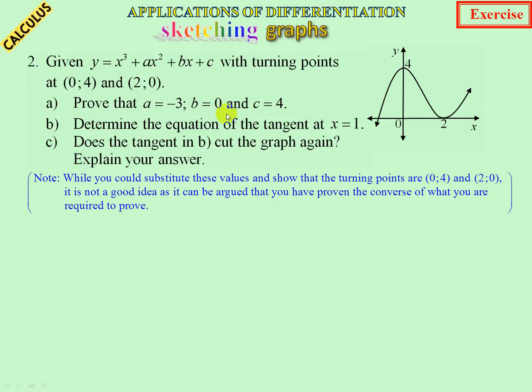This says prove that a equals -3, b equals 0, c equals 4. And it says here, while you can substitute these and show the turning points turn out as those, it's not a good idea because some people may argue that you've just proven the converse. This says, if this is the case, prove that. So if you take these in and find that, you've shown that if this is the case, then that is the case. And it's actually arguable as to whether you can lose marks or not. Just don't tempt fate. So we're going to go through the usual procedure.